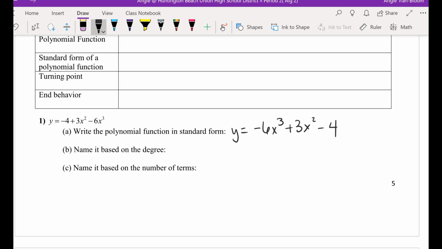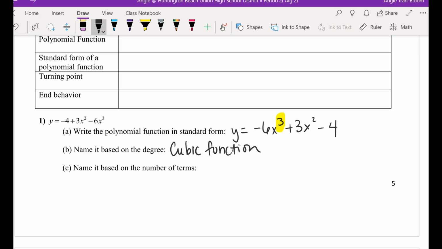Name it based on the degree. What's the degree here? Trinomial is later, that's part C. What's the degree? What's the highest degree? 3. So this is called what kind of function? Cubic function. And we already graphed cubic function in HK form, right, y'all? Yeah.